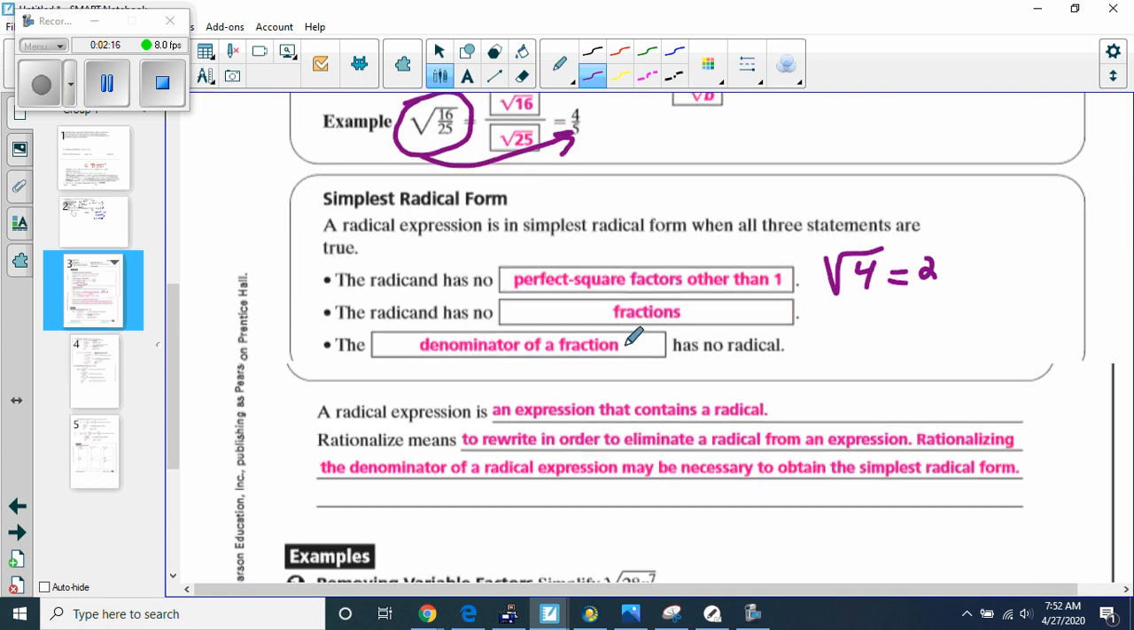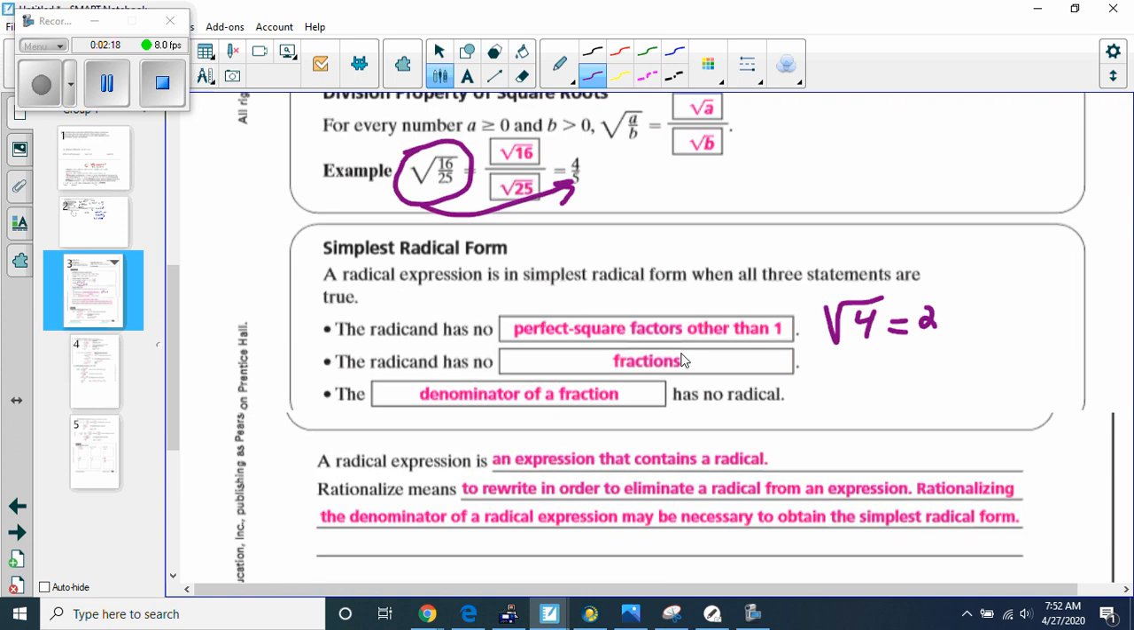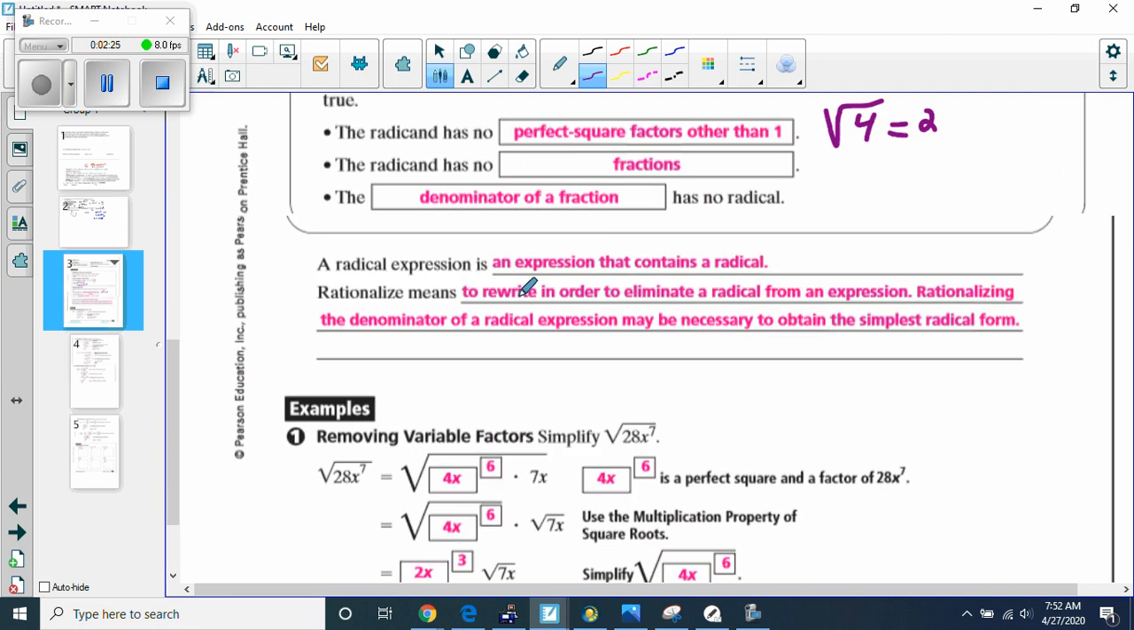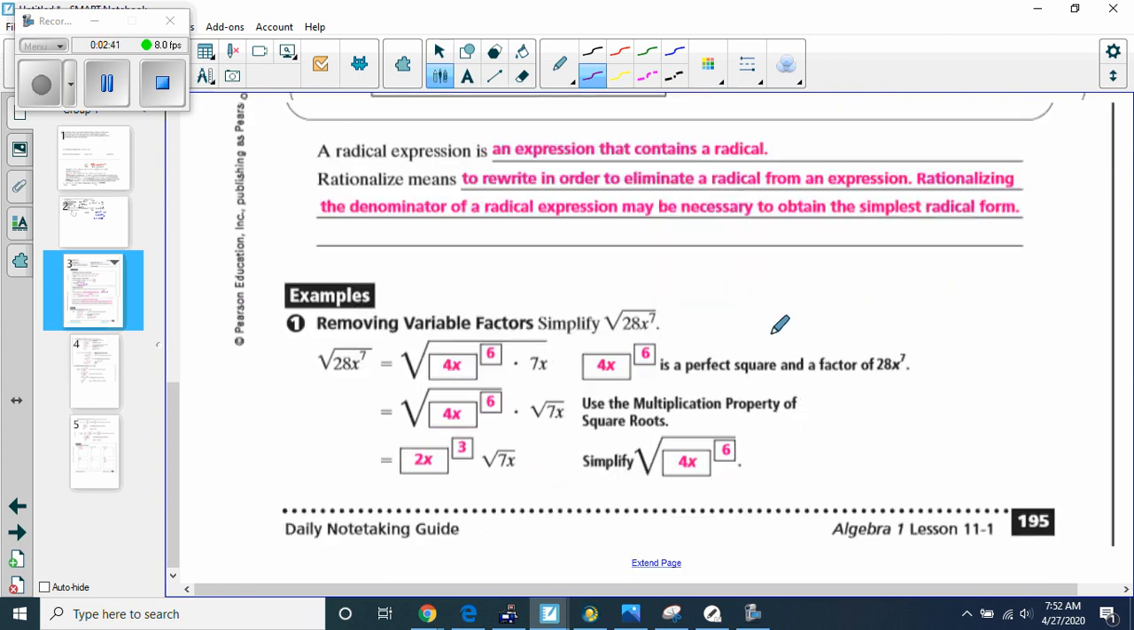And the denominator has no radicals in it. Again, you can't leave a radical in the bottom of a denominator. A radical expression is an expression with a radical or a square root in it. Rationalization means to rewrite in order to eliminate radicals from an expression. Rationalizing the denominator of a radical expression may be necessary to obtain simplest radical form.